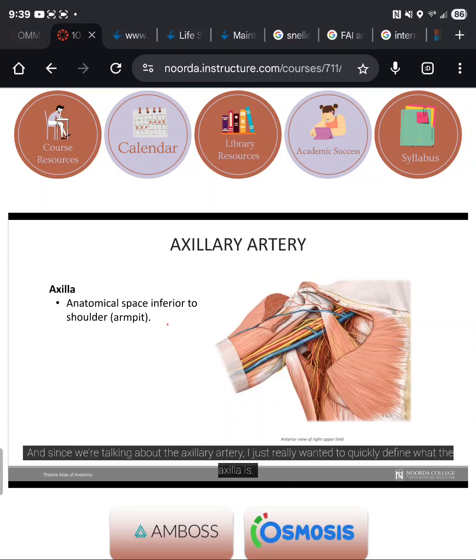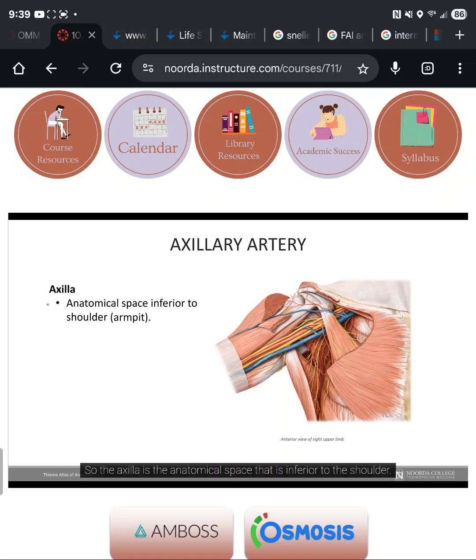And since we're talking about the axillary artery, I just really wanted to quickly define what the axilla is. So the axilla is the anatomical space that is inferior to the shoulder. So you can basically think of this as the armpit for the most part.